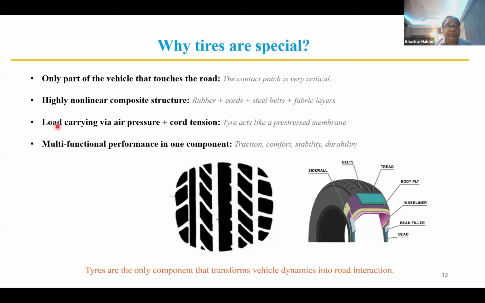Okay, and then it is highly non-linear, as I told, because it has rubber, cord, steel belts, and fabric layers. So everything has different properties. It is very difficult to combine materials of different stiffness in one product. Then the load is generally carried by the air pressure and the cord tension.